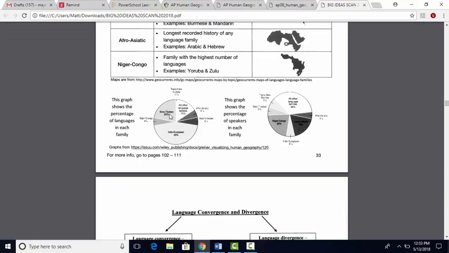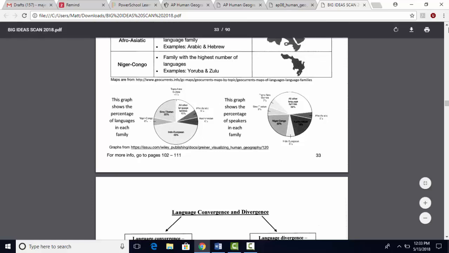Niger-Congo, Afro-Asiatic, much smaller, usually around 6%, give or take. Austronesian, that's the languages of the islands of Southeast Asia. So right next to Sino-Tibetan, right underneath Sino-Tibetan would be Austronesian on the map.